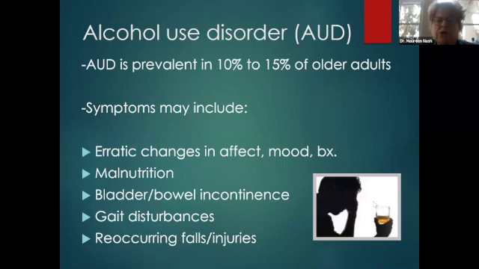The alcohol use disorder prevalence is 1 in 10 or 15 in 100 older adults or so. Symptoms include erratic changes in affect, mood, behaviors, and malnutrition if a person has had alcohol use disorder ongoing. Bowel and bladder incontinence can be seen. If it's been going on a long time, you can see gait disturbance. You can see recurring falls and injuries.